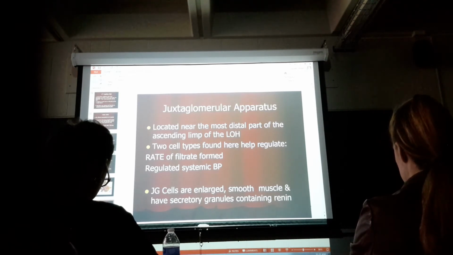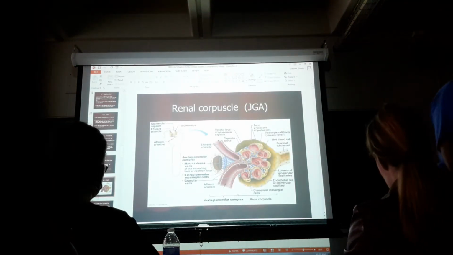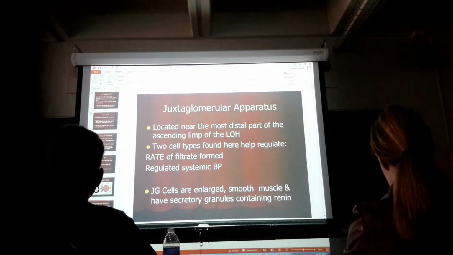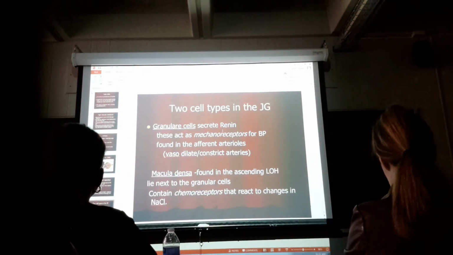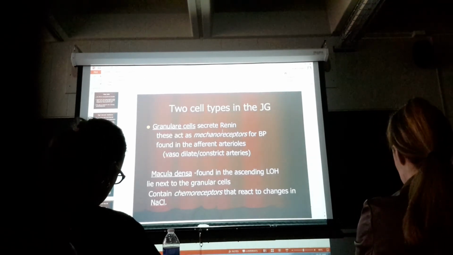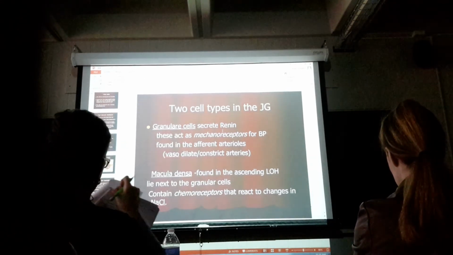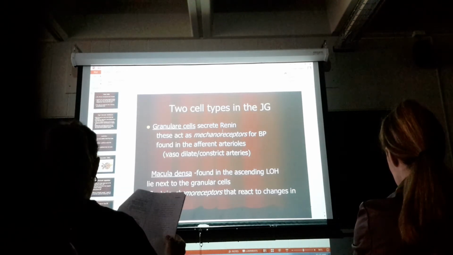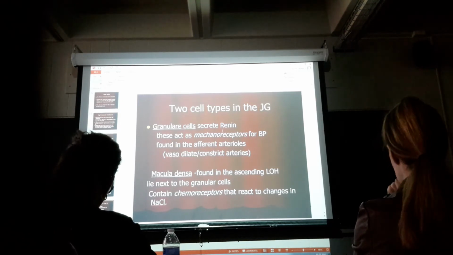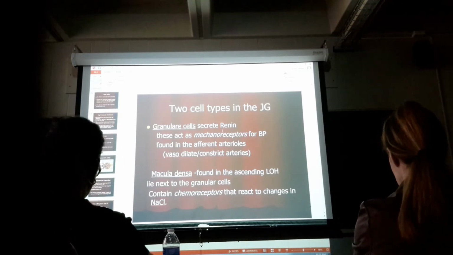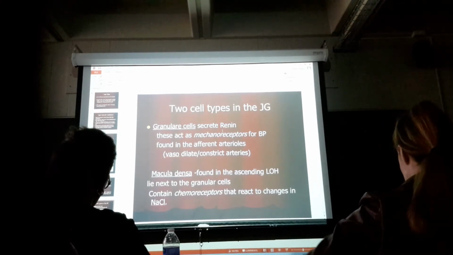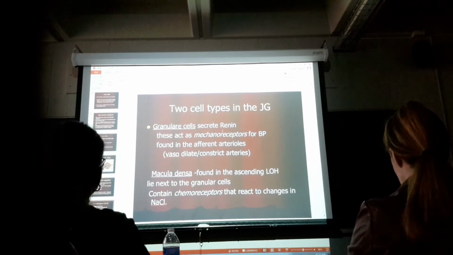In the granular cells, this part right here, these are granular cells, and then we have our macula cells. Granular cells are going to secrete that renin. They're the mechanoreceptors. They're going to start the whole effect going on in there, and then they're going to help with vasoconstriction and dilation. The macula densa is going to be at the top of the ascending loop of Henle, and it lies next to the granular cells.